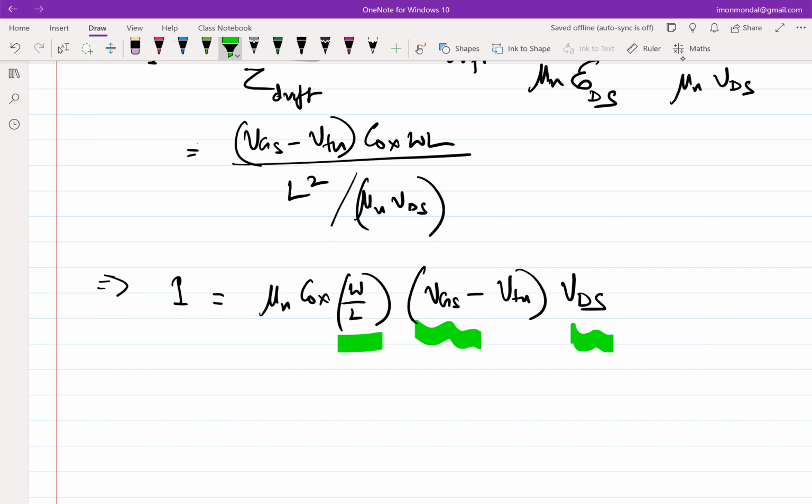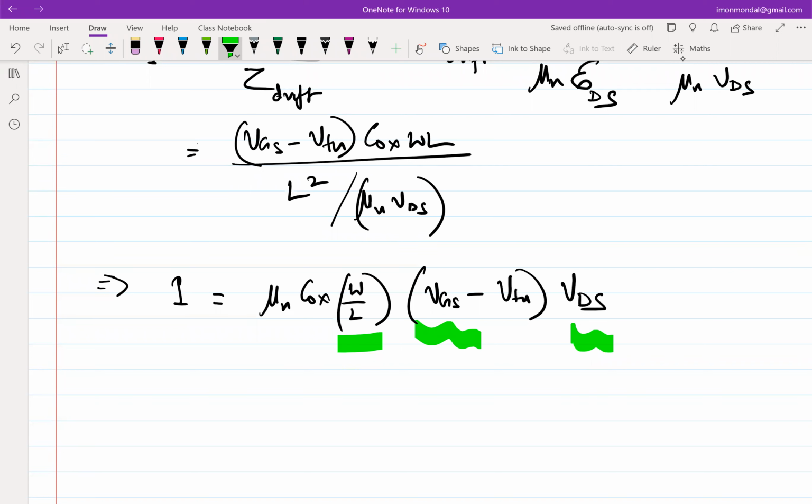And why is that? Intuitively, why should this make sense? It essentially is telling you that if you fix VDS and have higher VGS, you will get more current. Why does it make sense? Because the flow is being determined by VDS, right?